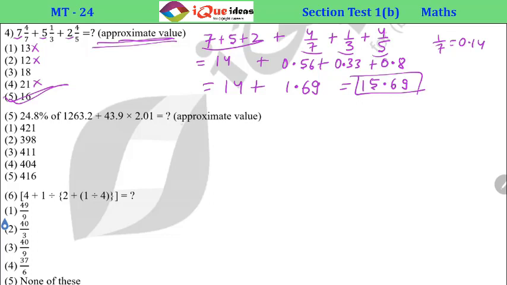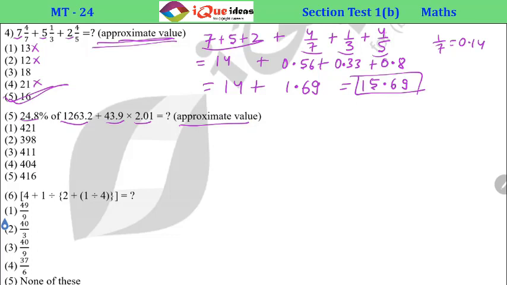Here again it says find the approximate value of this calculation. Look at the values carefully. It is 24.8% of 1263.2 plus 43.9 into 2.01. I think what you should do is look at the options. They're very far apart. There's not much closeness among the options.